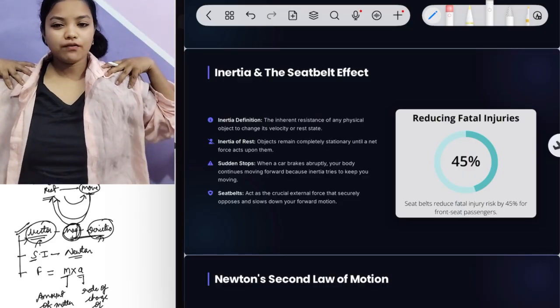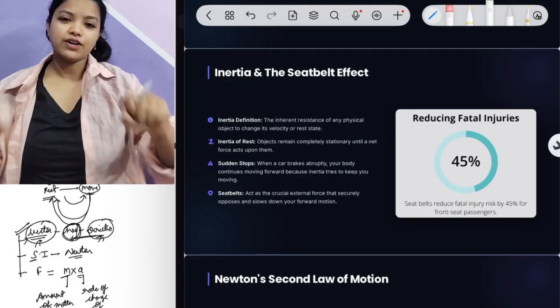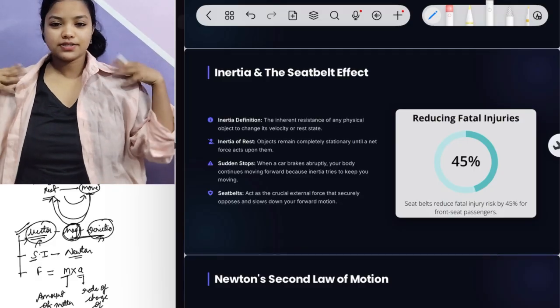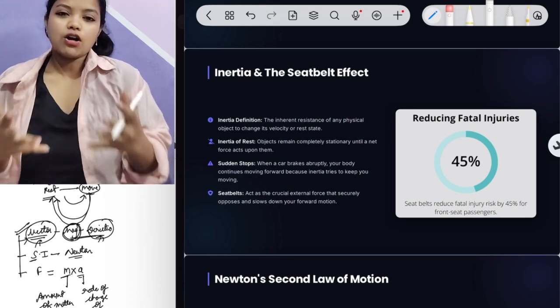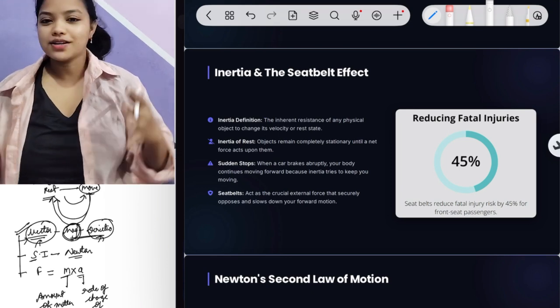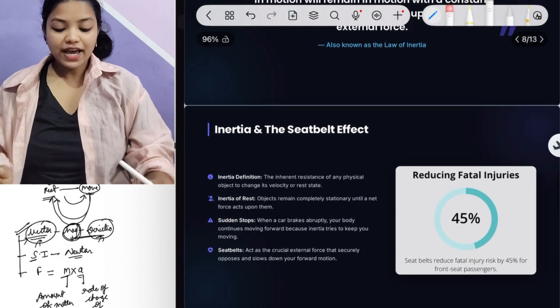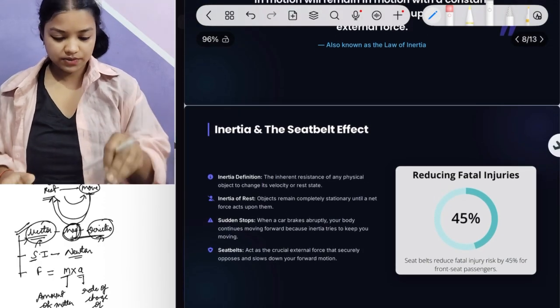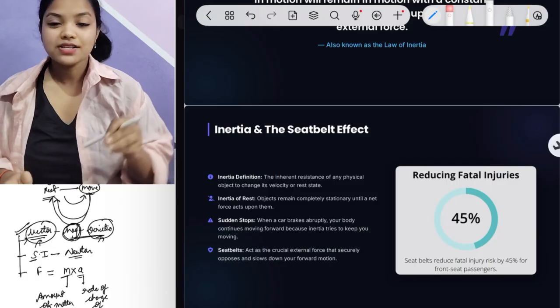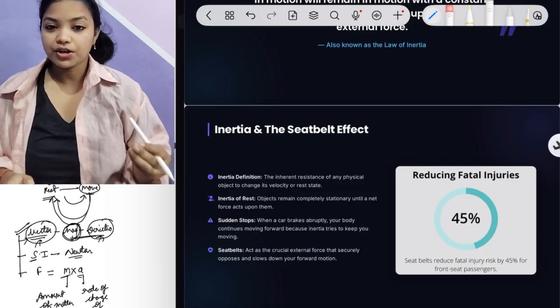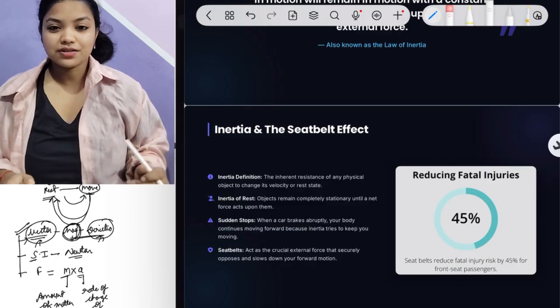Now even if the driver applies the brake, what happens? We are not moved forward because there is an external force active. Is it clear? Now why have I included these sorts of examples? Because generally we have observed that they are asked in board examinations in case based study questions.